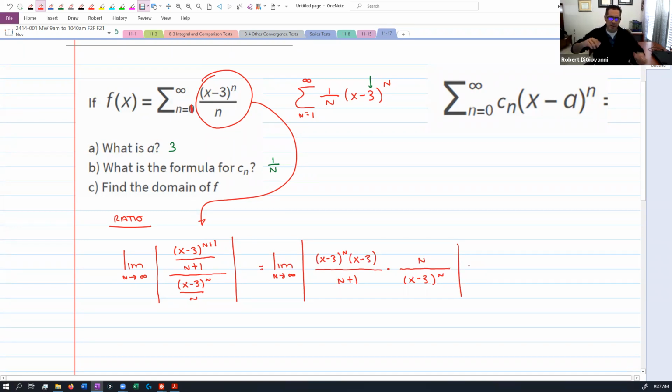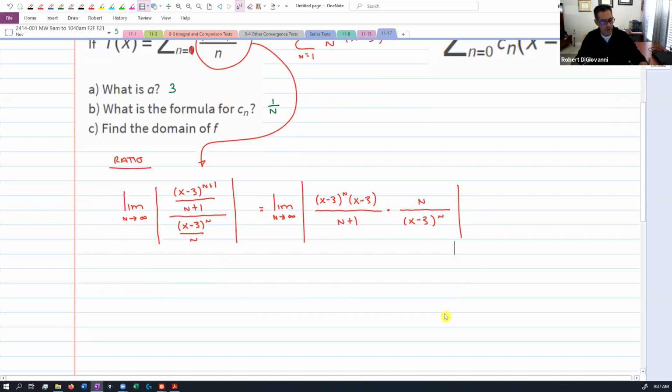What I'm doing there, if you did the homework for the ratio test, you had to do this a bunch. You just kind of get used to this idea of flipping things over and splitting this up. We get cancellation here, and that's the only cancellation we get right there.